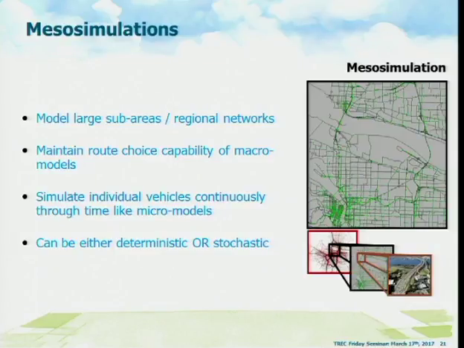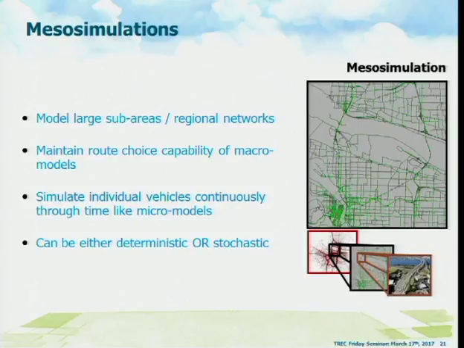Well, they are models that are larger than microsimulations. They may not be quite as big as the full regional static models, but they're still pretty large. They maintain that route choice capability of the macro models. But at the same time, you're actually simulating individual vehicles continuously like the micro models. And so you might have a simplified version of the driver behavior. Maybe you don't have all those driver attributes like politeness and aggressiveness and willingness and gap acceptance. Well, gap acceptance is one of the things you can change, but usually it's generic across the entire population.